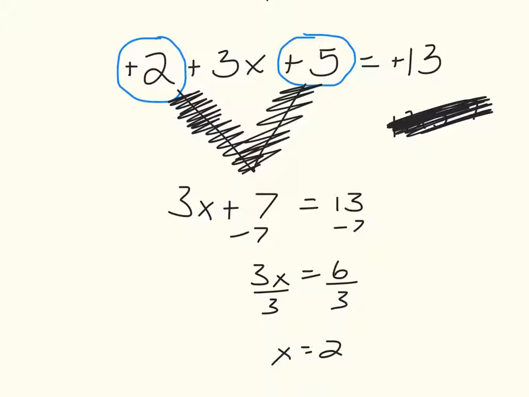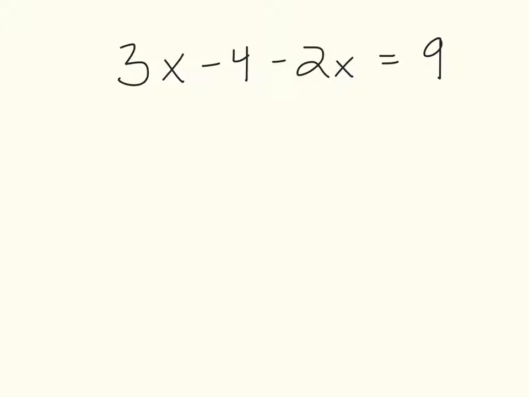Let's see if you can do it now. This problem says 3x minus 4 minus 2x equals 9. Can you solve this problem by combining like terms? Hit pause, and when you're ready to check your answer, hit play.